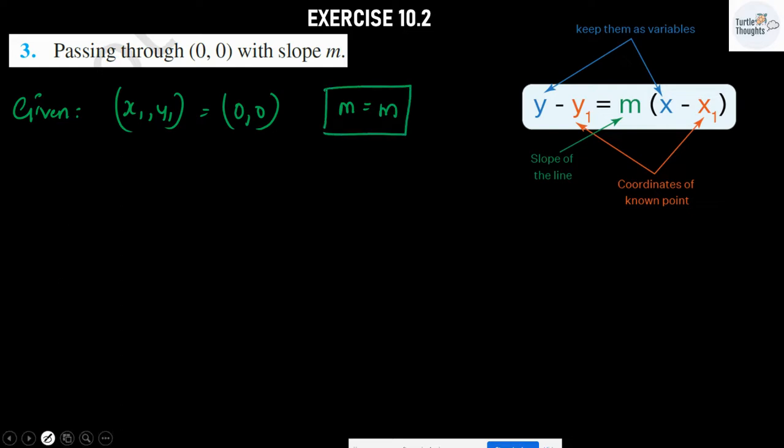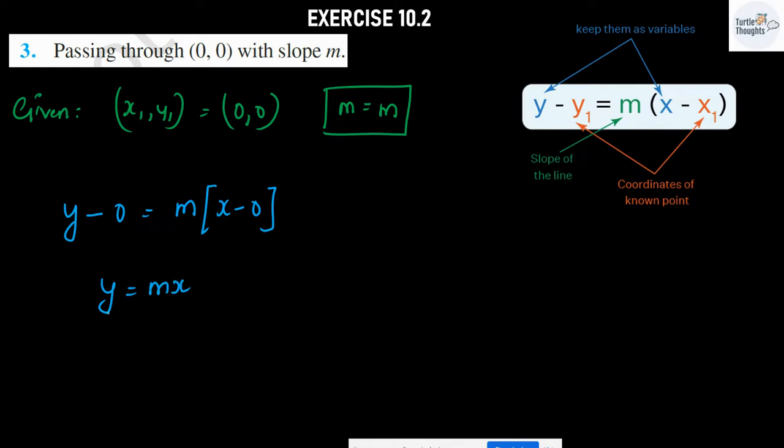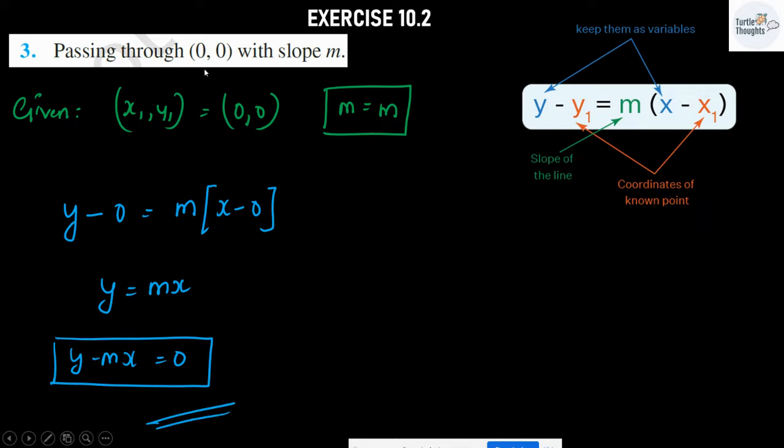right? Now when I substitute the same in the formula, what I will be getting, y I should be keeping as it is. So y minus y1, what is your y1? Y1 is 0. This will be equal to m. M is m itself, multiplied by x minus x1. X minus x1 is going to be 0. So I can write y is equal to mx. Shifting mx to the other side, I can write y minus mx is going to be equal to 0. So this is going to be the equation of the line passing through 0 comma 0 and having the slope m.